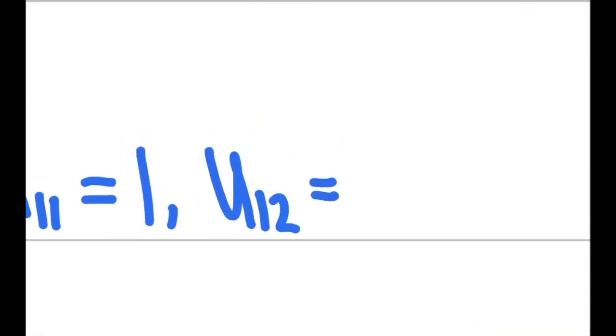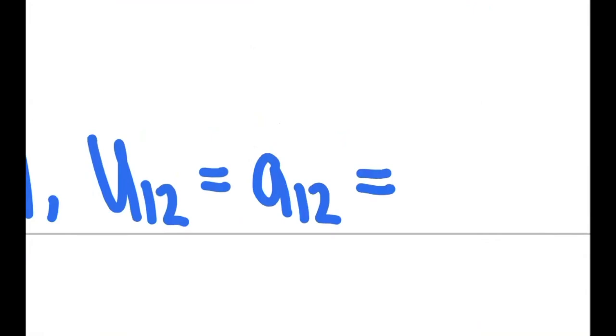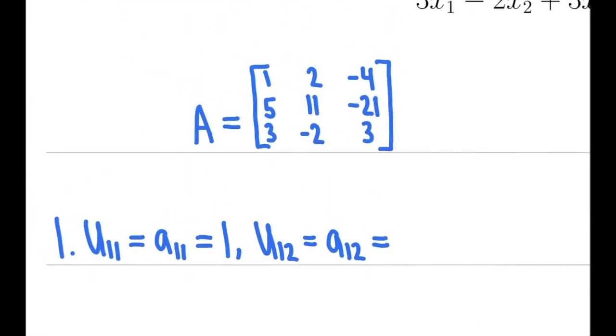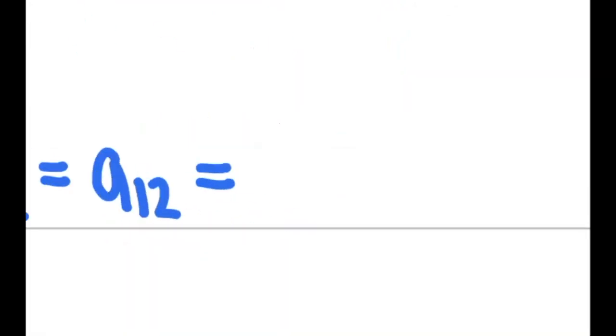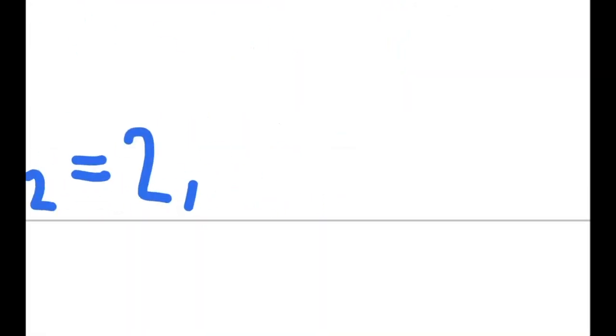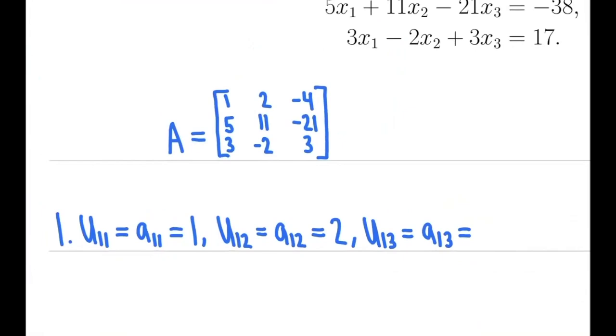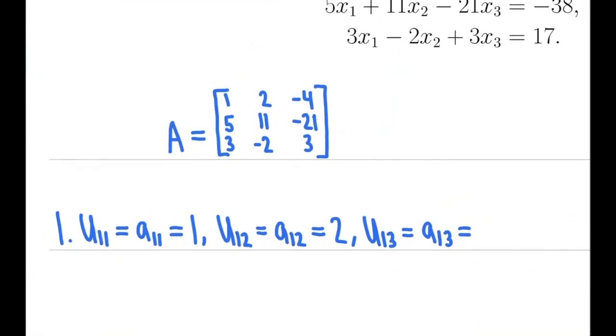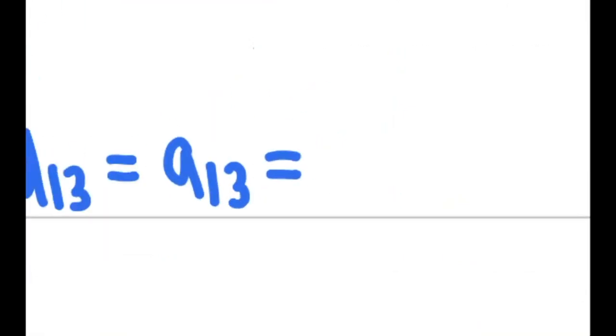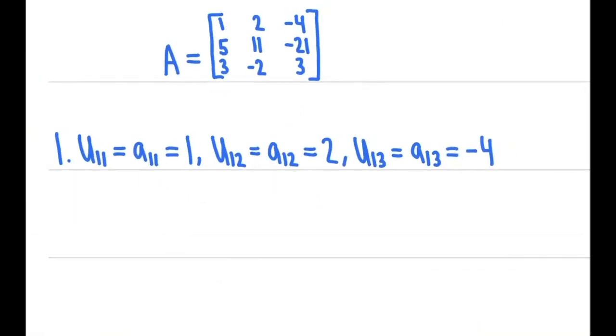U12 is just A12. So what's the entry in the first row, second column? That would be 2. And U13 is just A13. And what is that? That would be -4. Okay, so great. We got the first row of U.